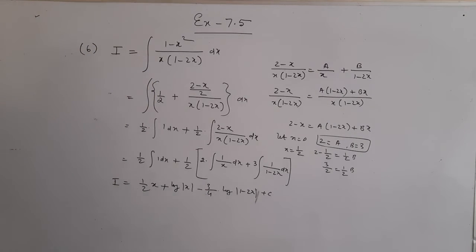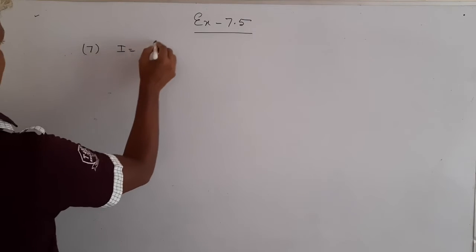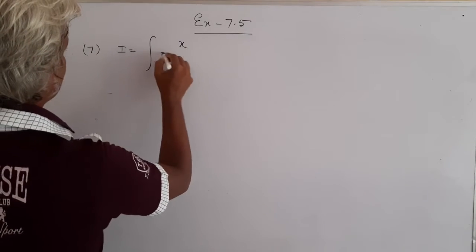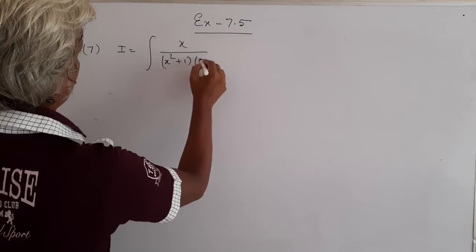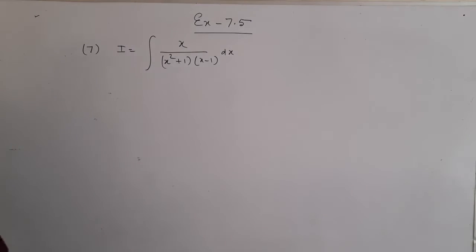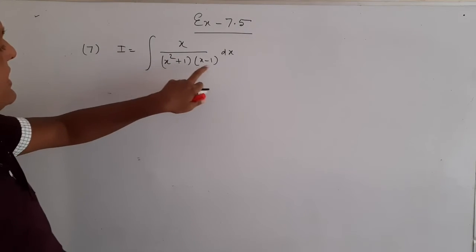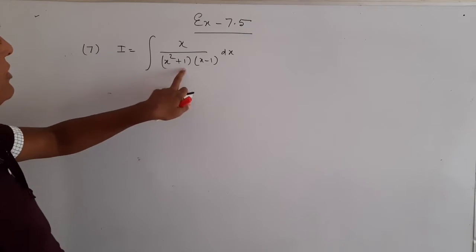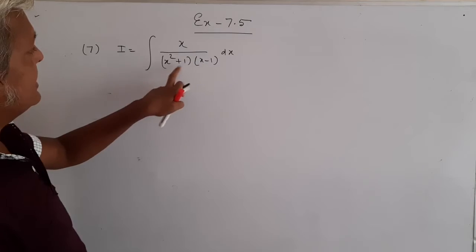Now I go for question number 7. Question number 7: I is the integration of x over (x square plus 1)(x minus 1) dx. So now this is a linear polynomial, this is quadratic, and this is linear. So overall this denominator will become cubic. Fine. Now how to break this down, because this is linear and this is quadratic.